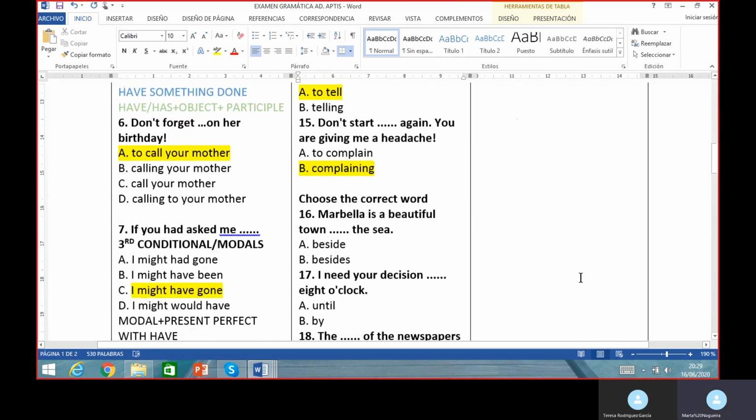Choose the correct word. Ahora ya vamos con el vocabulario. Marbella is a beautiful town beside the sea. Beside es next to. ¿Ok? Y besides es moreover. Ambas palabras existen, lo que pasa es que significan algo totalmente diferente. ¿Vale? Beside es next to y besides con S lo tenemos en los marcadores del discurso, que es pues además, como moreover, furthermore, in addition.